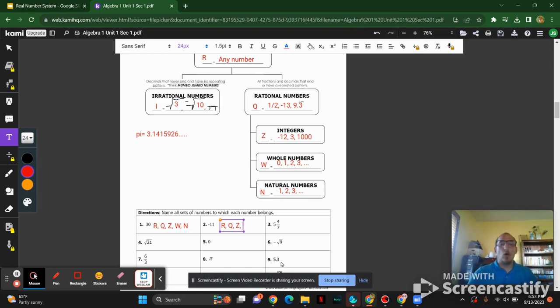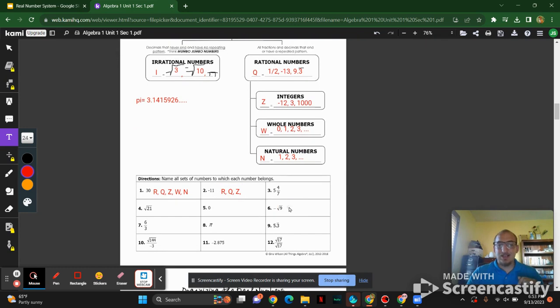And then we think, is it a whole number? Is negative 11 a whole number? Whole numbers can't be negative. So this can't be a whole number. So we stop there. And since we stop at whole numbers, we're not even going to try natural numbers. So we just go one by one by one, and we try to figure out what we know.